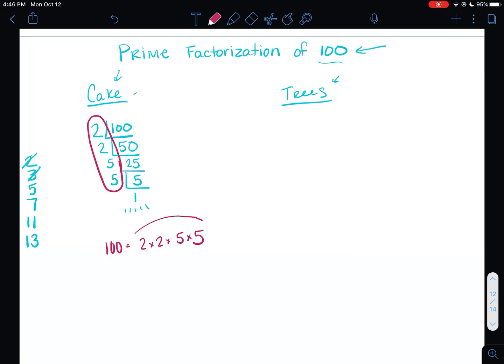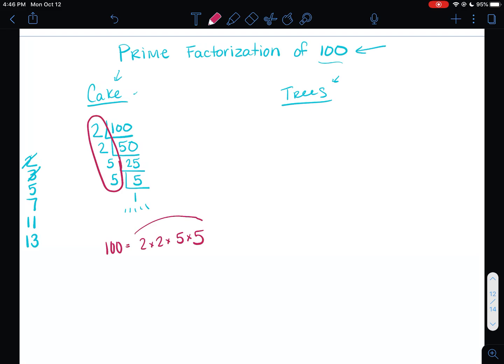Notice, all of these factors are prime. So all of you that selected composite numbers on the formative on Friday, you obviously were not paying attention to if the numbers were prime or not. All of those numbers should be prime or you did something wrong.